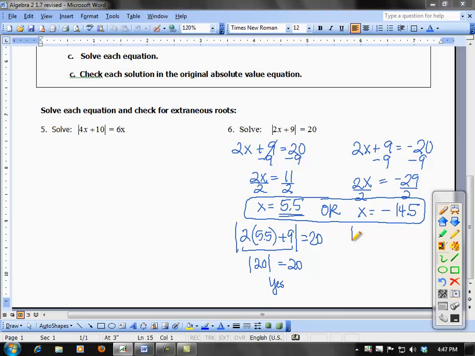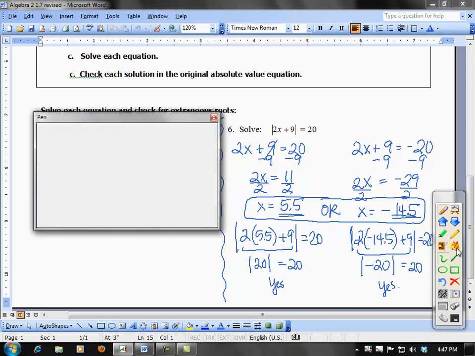Let's try the other one. If I take 2 times negative 14.5 and I add 9, do I get 20? Well, inside I get negative 20, but I take the absolute value. Is the distance from 0 to negative 20 going to be 20? Yes, because this also works. Guess what? They both are solutions. And this is what we mean by checking for extraneous solutions. If I plug my number back in and once I take the absolute value it doesn't work, then it's considered an extraneous solution.